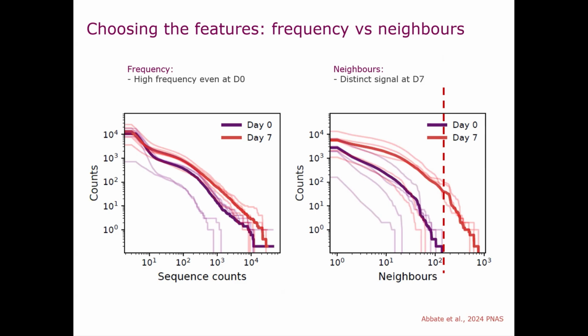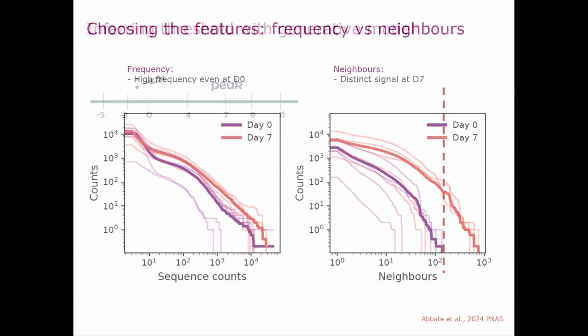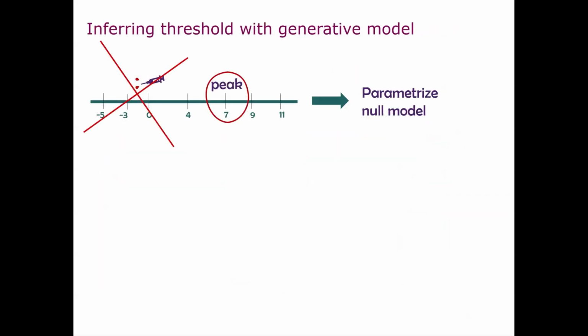Now there is a problem, because in order to put this threshold, I need day 0. And at the beginning, I told you that I wanted to build a pipeline that was able to work using only one time point. And if using only the peak of the infection, we need to parameterize a null model.